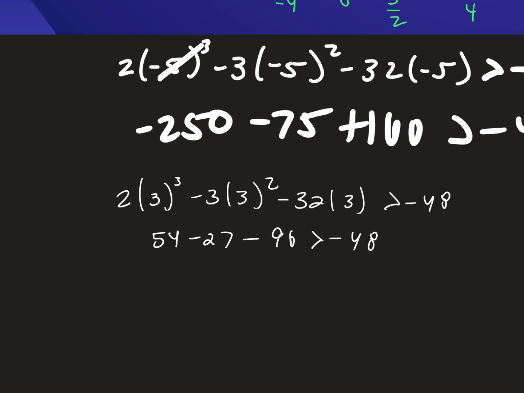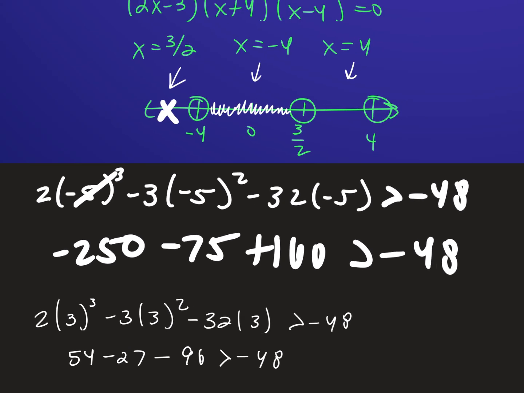No. All right, some of you can do that in your head and go, oh yeah, it's not going to work. Some of you are like, how do you know that? Then you have to do it. You have to say 54 minus 27 minus 96. But no, that's not going to work. That section won't work.